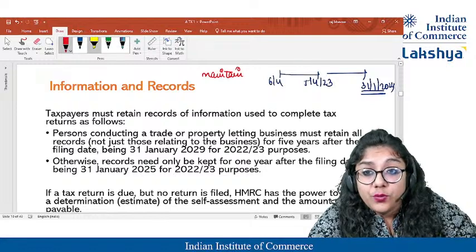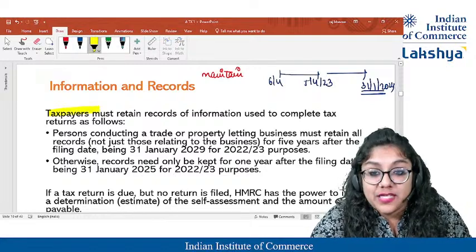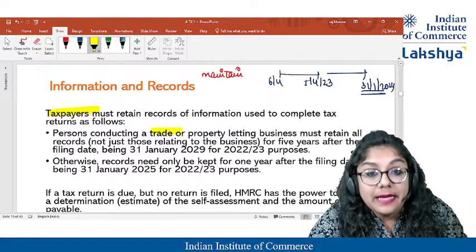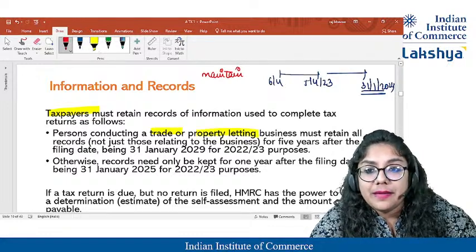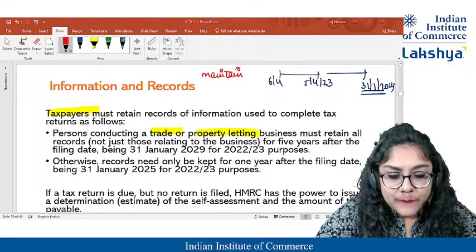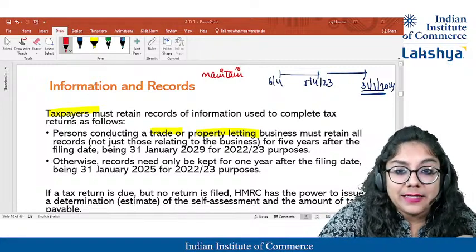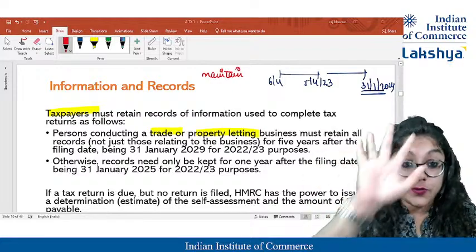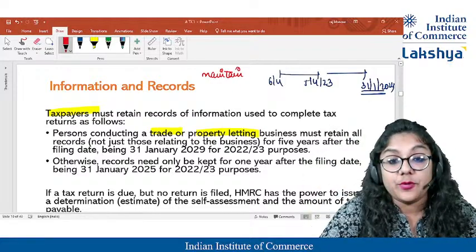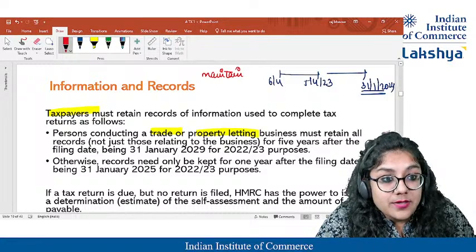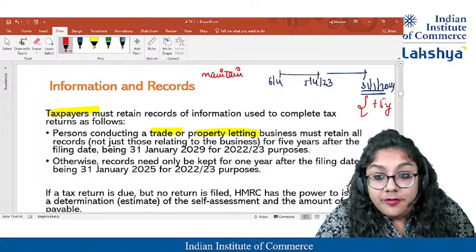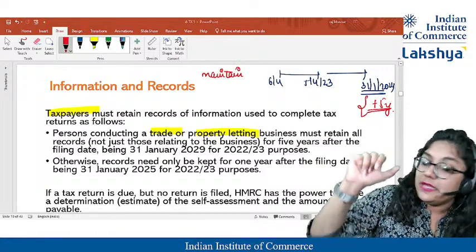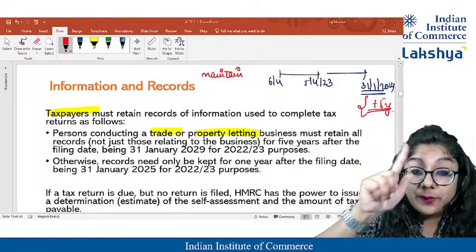See, if you are a taxpayer who is having an income from trading and property letting, trading means maybe I'm into some business, or property letting means I'm renting out property, then please remember, you have to retain your books of accounts for 5 years. So 5 years you have to keep your records. 5 years from filing the return, that is 24 over, 25, 26, 27, 28, 29. So till 31st Jan 29 you have to keep.